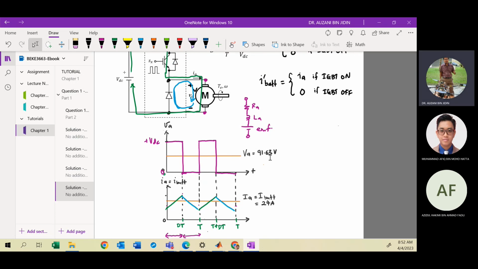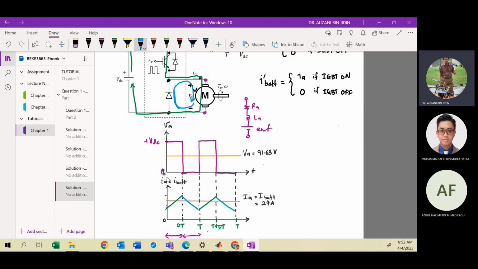So the current is in triangular wave shape. It's not constant due to the switching effect, on and off. Okay, so this is the armature current.